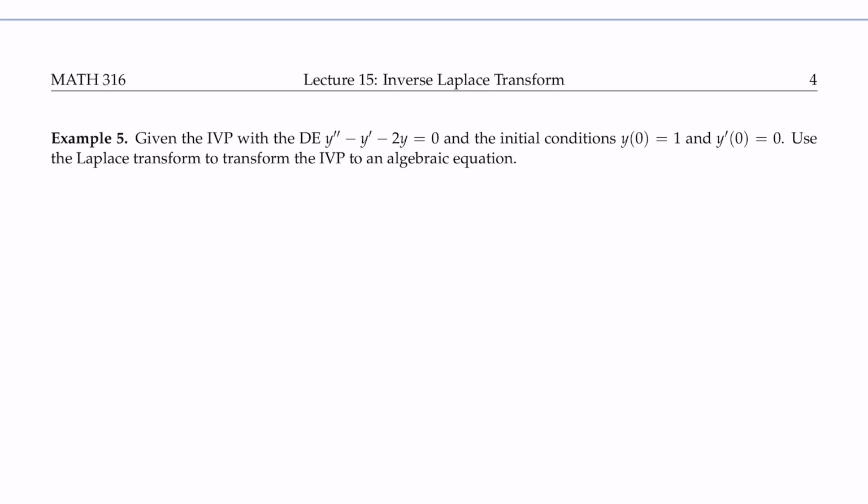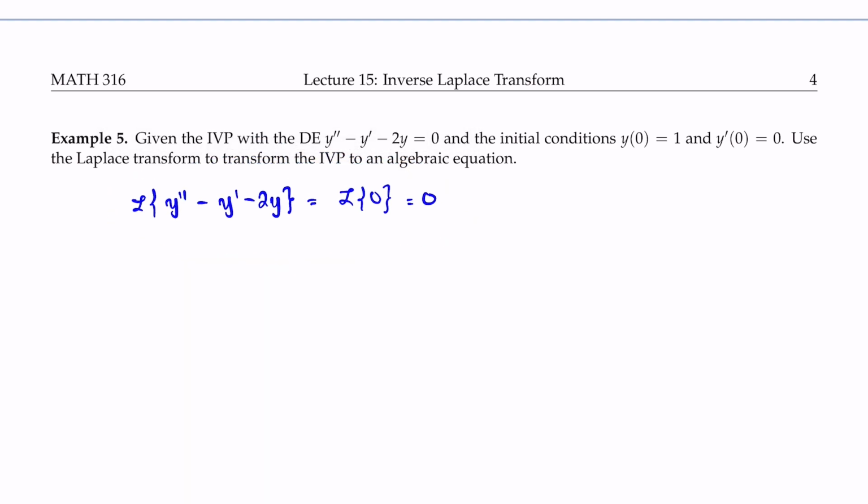We'll see that. First things first, we apply the Laplace transform on both sides of the differential equation. So you have the Laplace transform of y double prime minus y prime minus 2y equal to the Laplace transform of 0. The Laplace transform of 0 is just 0.